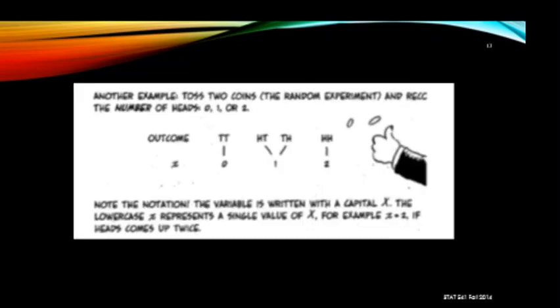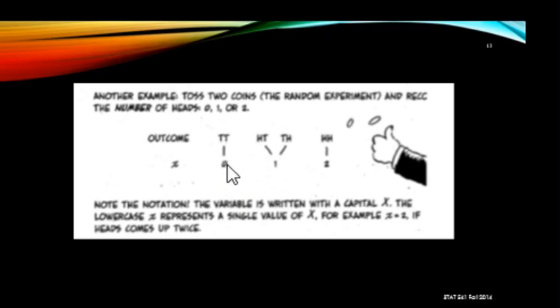So if you think of tossing a coin 2 times, or tossing 2 coins, the possible outcomes are that we get both tails, heads-tails, tails-heads, or heads-heads. So what we do is we change these outcomes, or display these outcomes, in the form of discrete numbers.